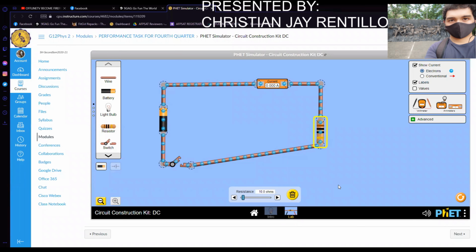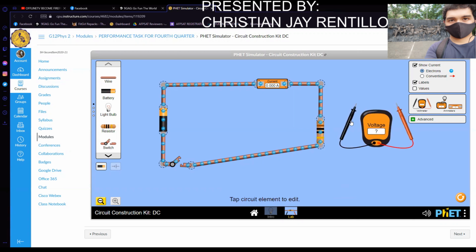Hello, my name is Christian Gerentillo, and this is our presentation for our laboratory experiment 4 in Ohm's law. For this experiment, we'll be using the PhET simulator again, and this time we are going to try to verify the Ohm's law principle. We created a simple circuit pathway. We used ammeters to determine the current, and we will be using a voltmeter to determine the voltage in our experiment.